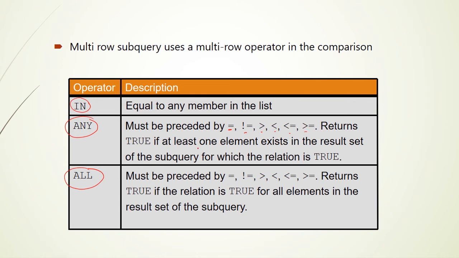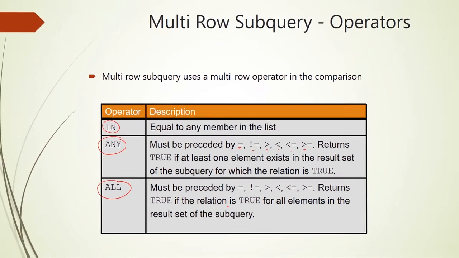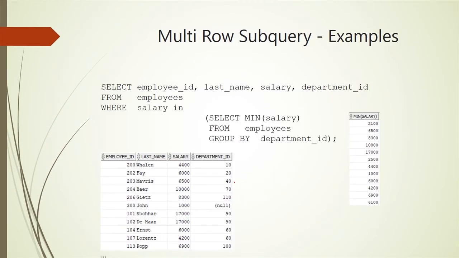ANY returns true if at least one element exists in the result set of the subquery for which the relation is true. With ALL, it returns true if the relation is true for all elements in the result set of the subquery. Let's have a look at this example.